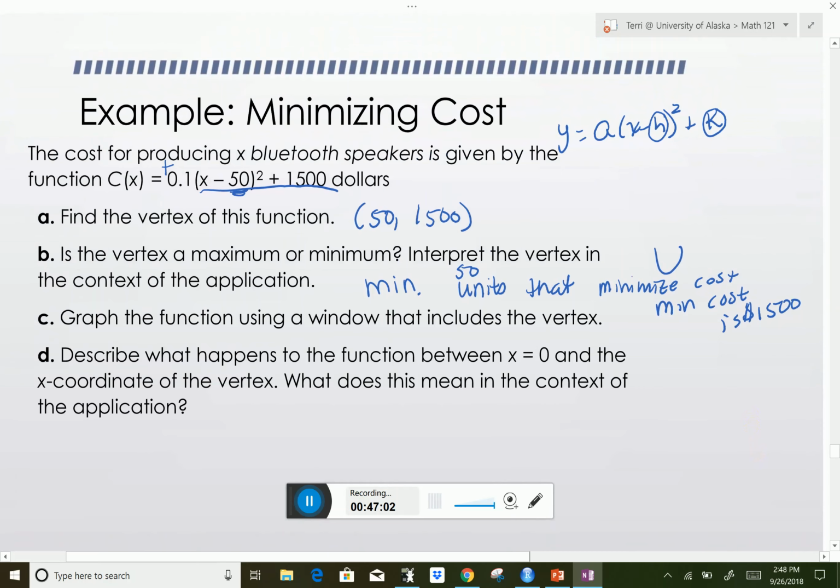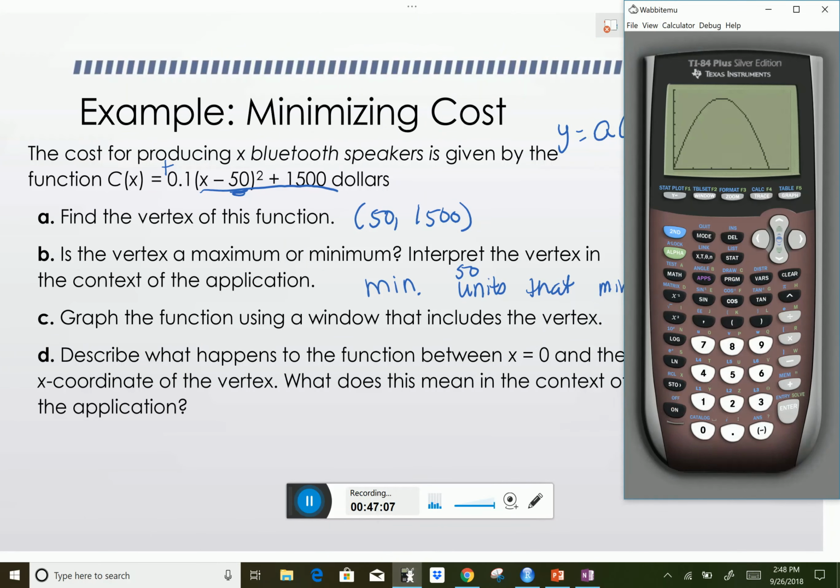So now we want to look at this using our calculator. And again, now that we have a little more information about how quadratic functions work, it's a little bit easier. So we have 0.1, and then an open parenthesis, x minus 50, close parenthesis, there's my squared, just keep it there, plus 1,500. So I'm going to go to my window, and there's the vertex of the function.